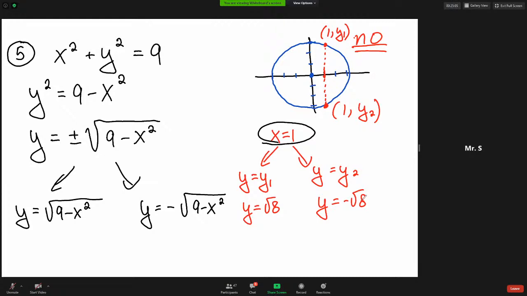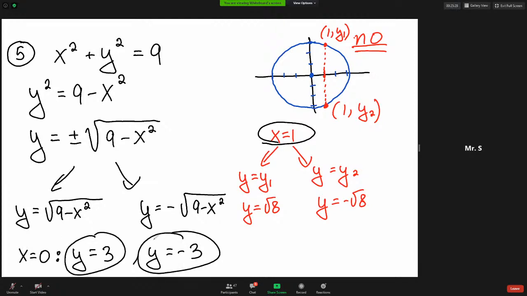And I can pick 0. If x is 0, then I have y equals square root of 9, which is 3, and I have y equals negative square root of 9, which is negative 3. So again, I have one input corresponding to two outputs. So here from the equation, because of that plus minus, we can see that it is not a function. Without graphing it, we should also be able to detect that.